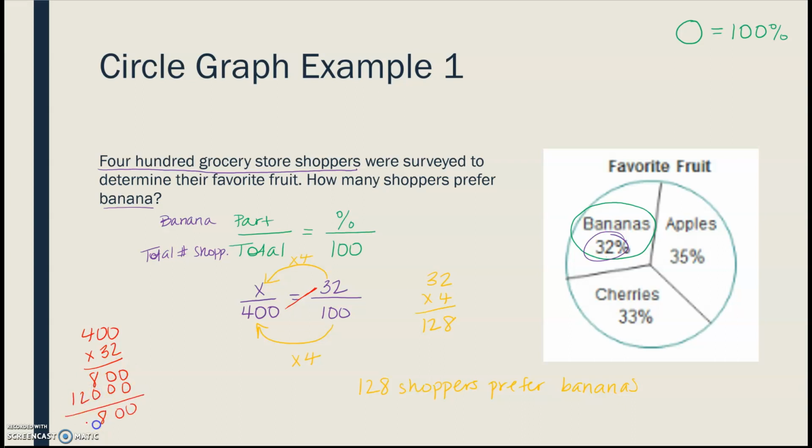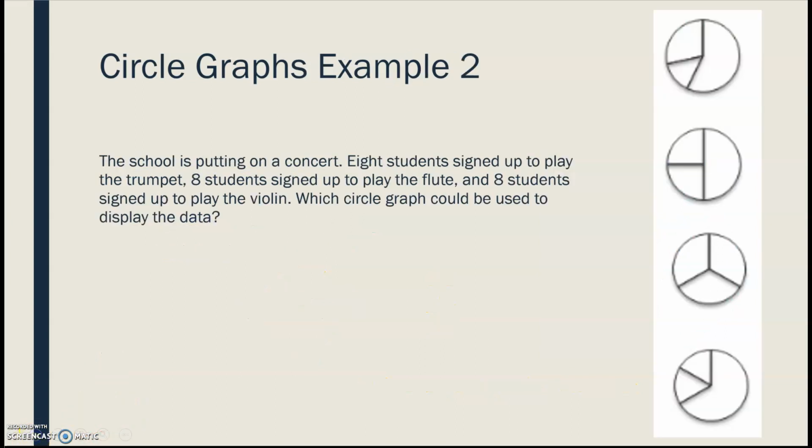And then you divide by the number with your variable. So I divide by 100, which means I'm going to move my decimal to the left 2 places. So I still would have gotten my 128. Okay, so that's our circle graph example 1.